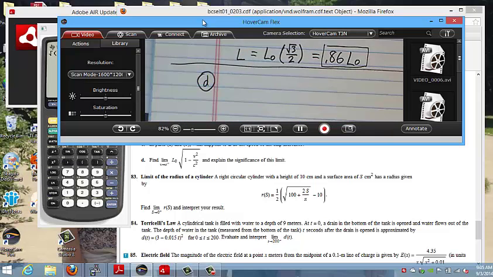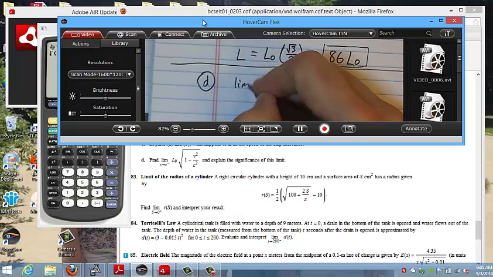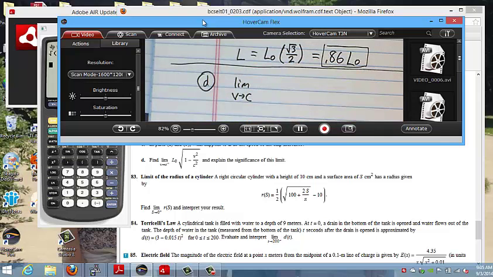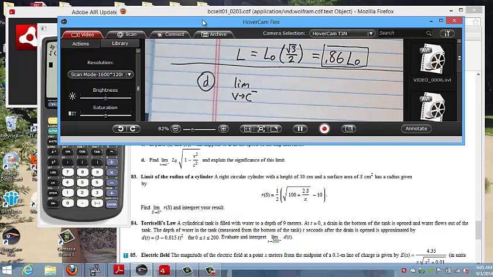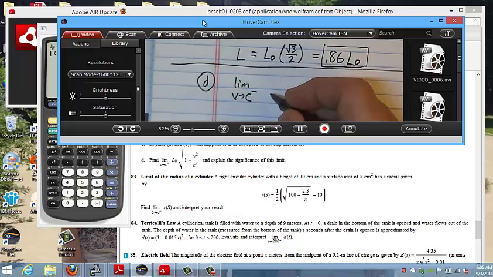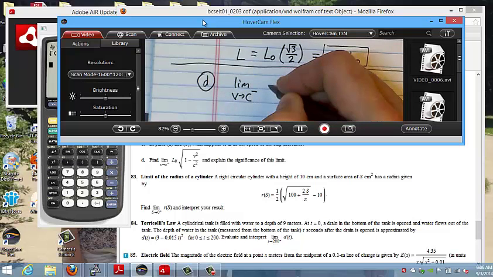So this says limit as V approaches C from which side? Is that important that I say from the negative side? Because there's an idea that you can't go faster than the speed of light, right? So we're going to approach the speed of light. Like Einstein said, you can't surpass the speed of light. Well, let's see what happens.